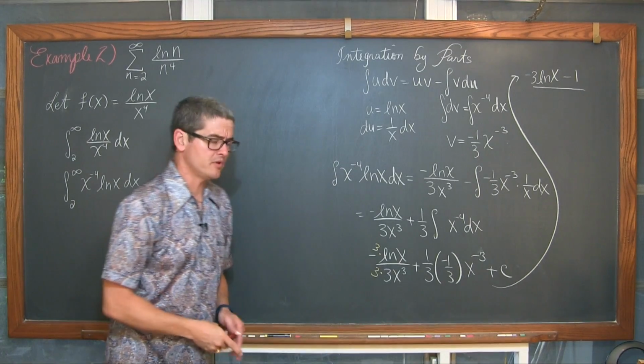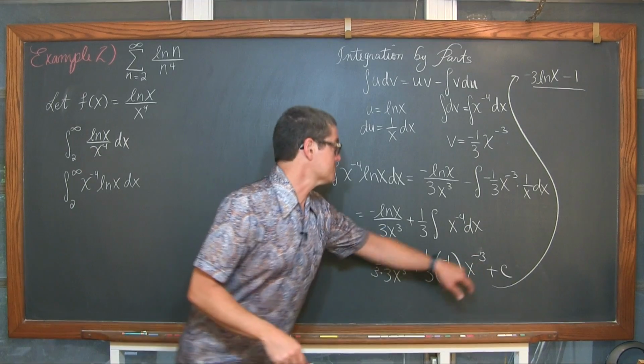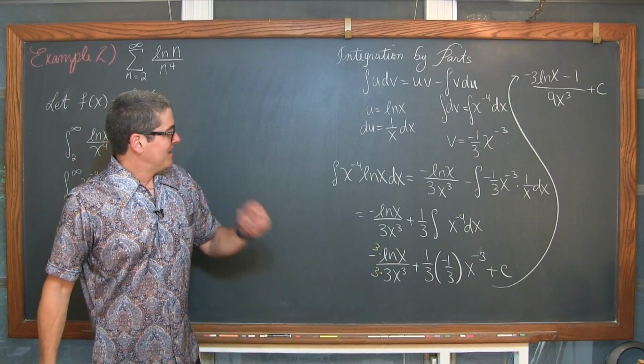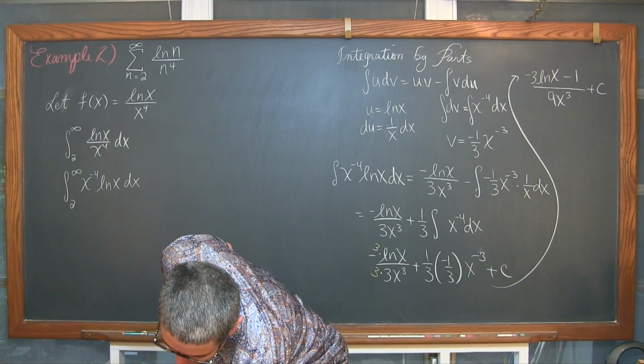See, I don't just show this work for you guys, I need it too. 3 times 3 is 9. We have 9x to the third. Okay. So that means, let me just make sure I haven't written something incorrectly.